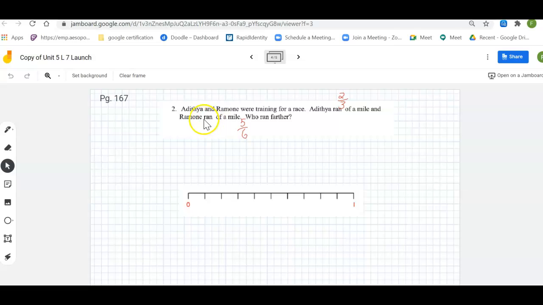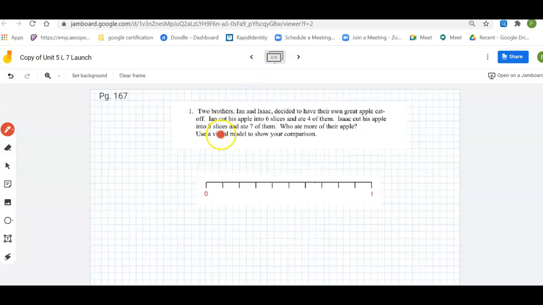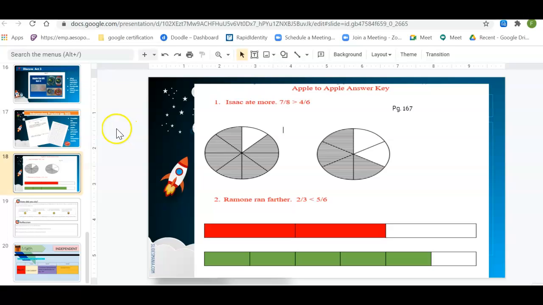And on the next slide, Aditya and Ramon were training for a race. Aditya ran 2/3 of a mile and Ramon ran 5/6 of a mile. Who ran further? So go ahead and pause the video so that you can work on either page 167 or the Jamboard that I have here. And we'll talk about it in a few minutes, but go ahead and pause and work on them.